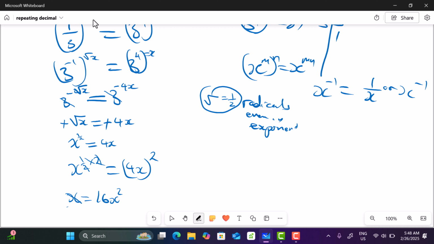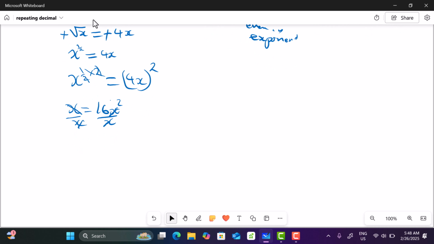We divide both sides by x. Here we remain with 1. So when you look into it, we have 1 is equal to 16x. We divide by 16 on both sides. So x is nothing but 1 over 16. Now solve.